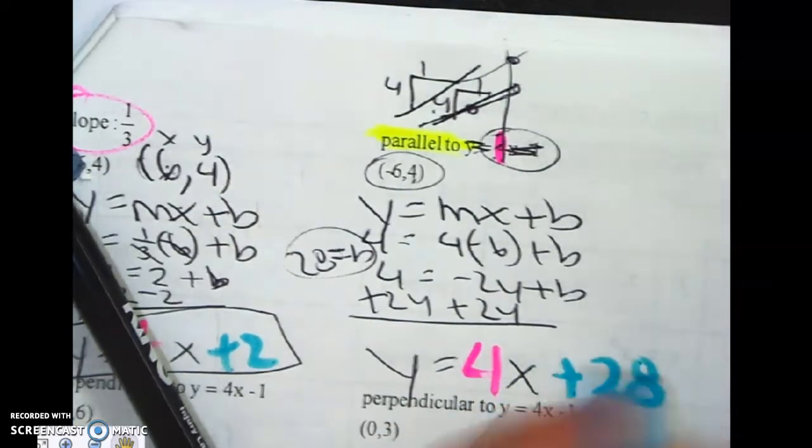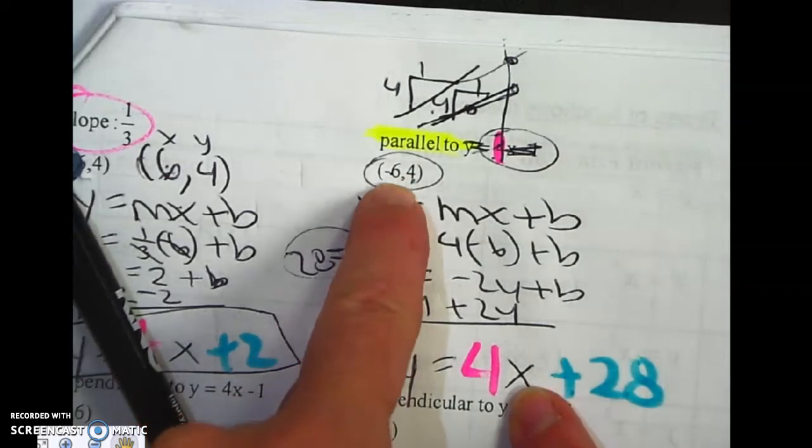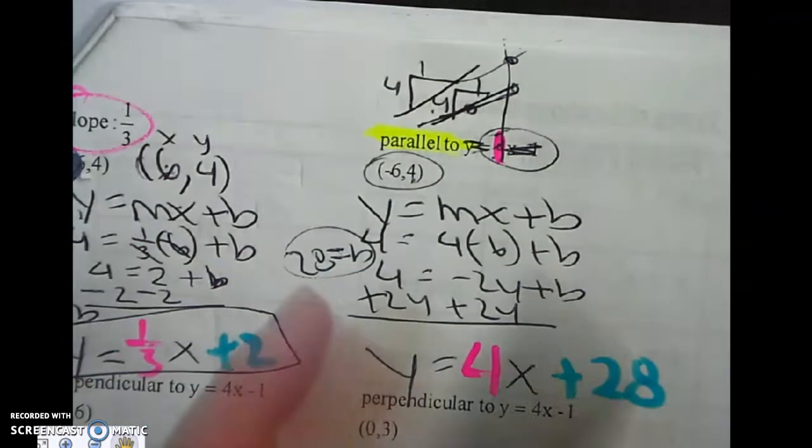I went kind of fast on that, so let me check it. 4 times -6 is -24. Plus 28 is 4, so I'm good to go. I can put a box around it.